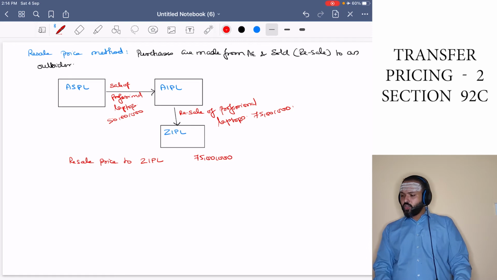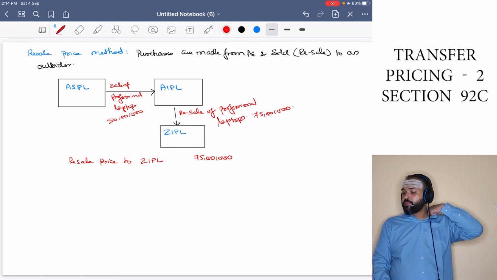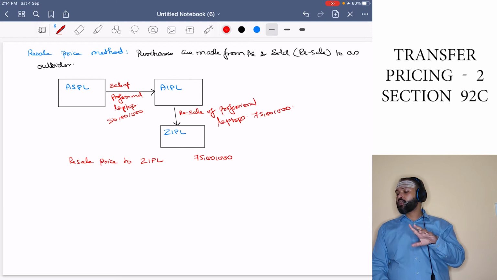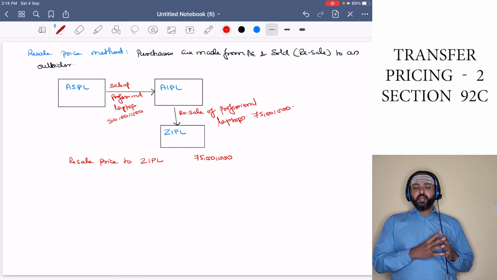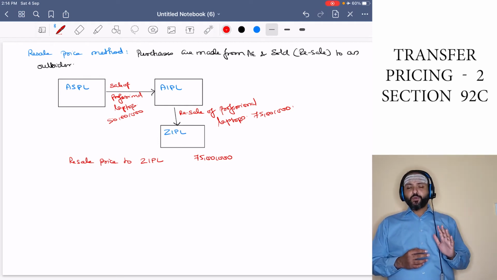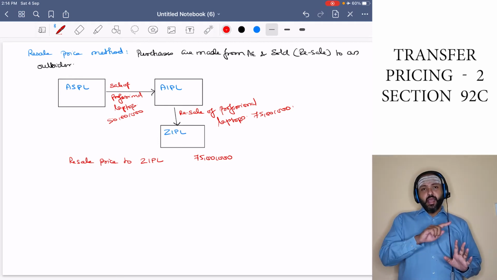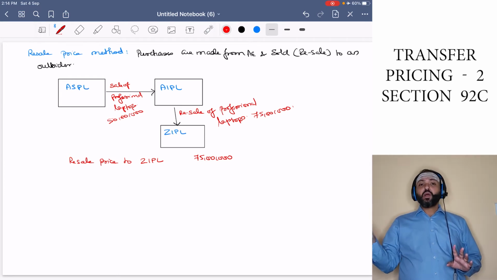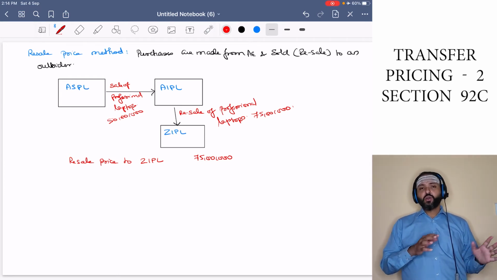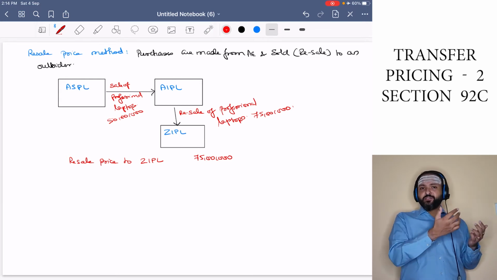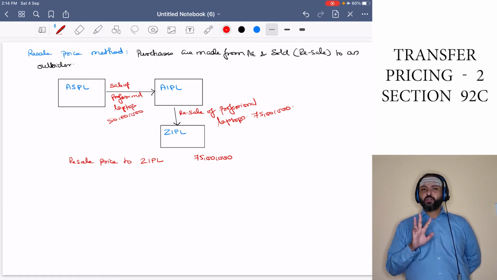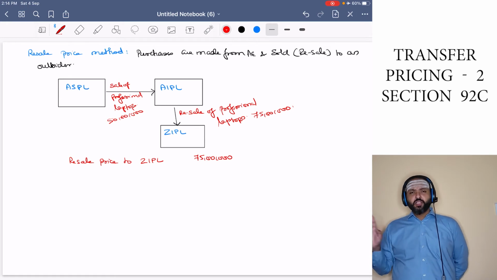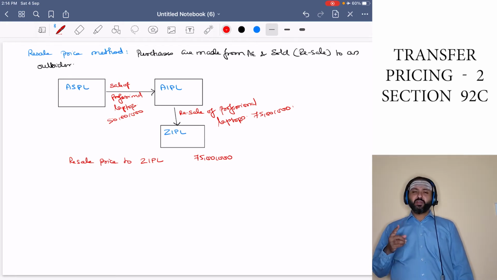Now, look at the last line of the question. The normal GP margin for Acer India Private Limited in an uncontrolled transaction is 30%. What is the meaning of that? Suppose Acer India purchases professional laptops from an unrelated person and resells these laptops to an unrelated person. Then the margin is going to be 30%. What is gross margin? Gross profit by sales is called gross margin. So in that case, gross margin is going to be 30%.